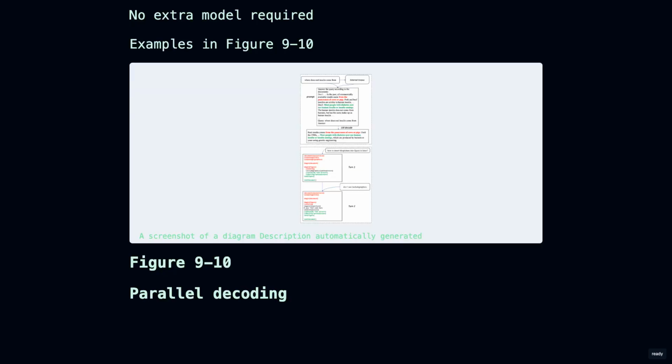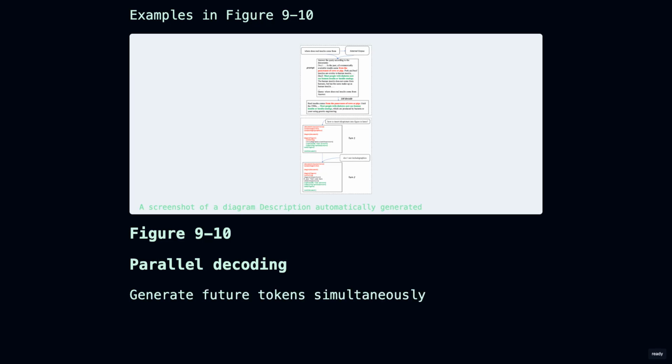Now let's look at a more ambitious idea. Generate several future tokens at once. Instead of speeding up the usual chain, these methods try to break the chain entirely. Parallel decoding tries to predict multiple next tokens at the same time. That means the model is no longer waiting for each token before starting the next one.